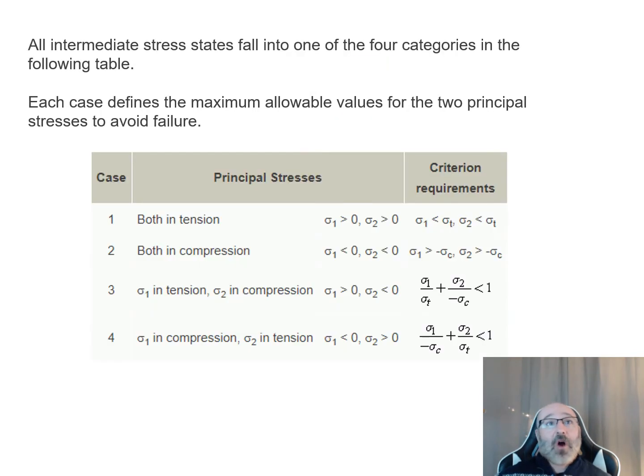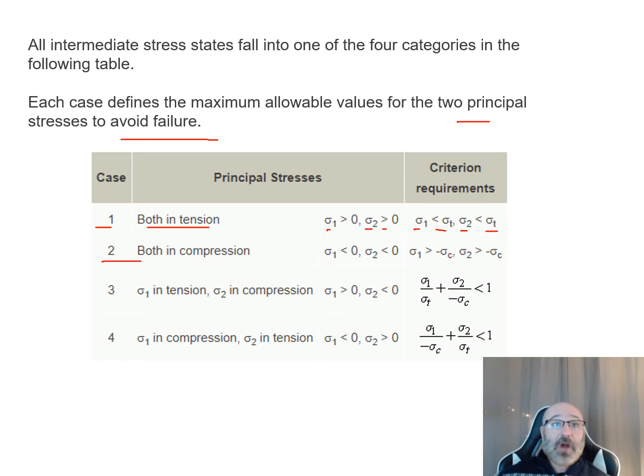Now, as we mentioned, all these immediate stress states fall into one of the following four categories on this table below here. Each of these four cases defines the maximum allowable value of the two principal stresses in order for us to avoid that failure. So in case one, both of them are in tension, so our sigma 1 is greater than 0 and our sigma 2 is greater than 0. In this case, our sigma 1 is less than our sigma sub t, and our sigma 2 is less than our sigma sub t as well.